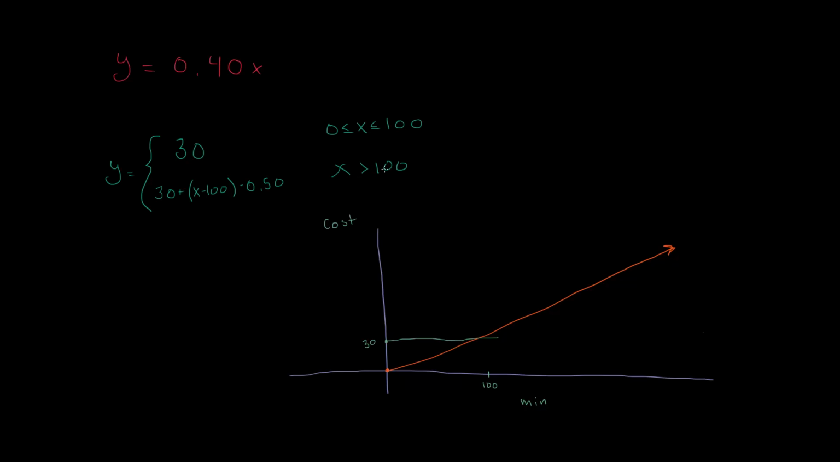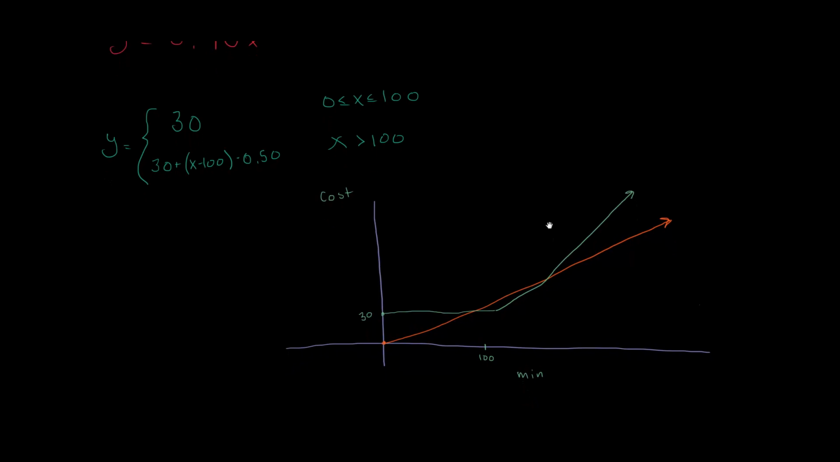After 100 minutes, though, we start adding on 50 cents per minute. So that kind of correlates to a slope of 0.50, if that makes sense. Now, what's steeper, a slope of 0.50 or a slope of 0.40? Well, 0.50 is steeper. So this is going to increase at a faster rate, and eventually it's going to hit it and overtake it.